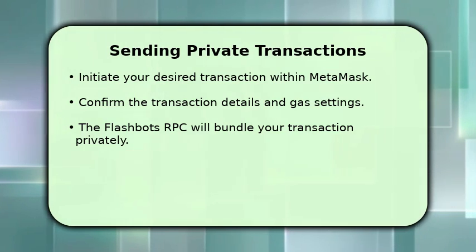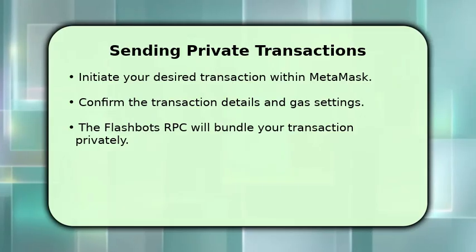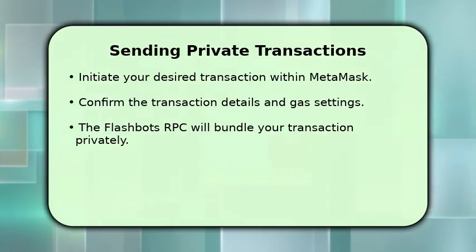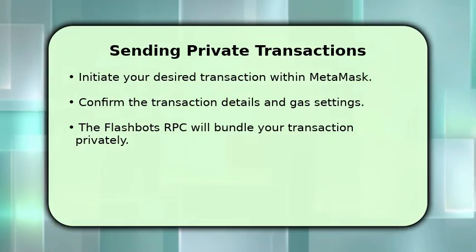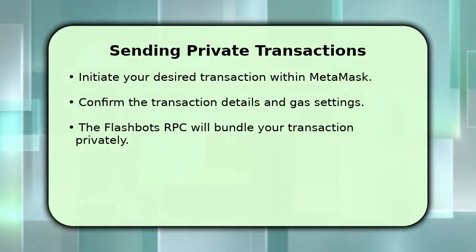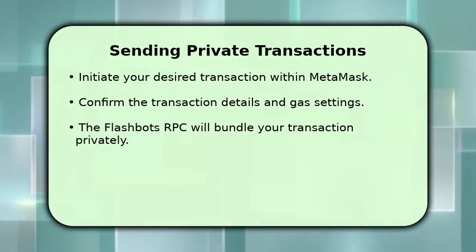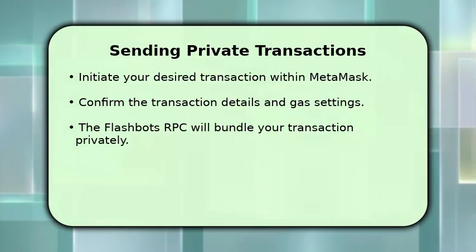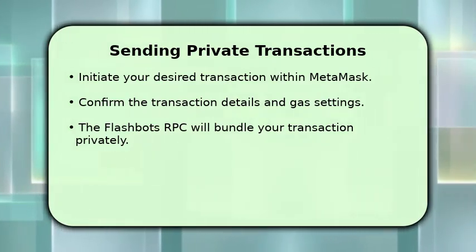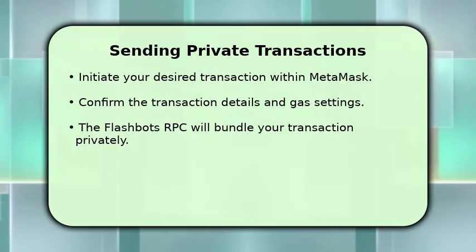Once your MetaMask is configured, sending a private transaction is straightforward. Simply initiate your desired transaction as you normally would, whether it is a token swap or a transfer. When you confirm the transaction, the Flashbots Protect RPC will automatically bundle it. This ensures your transaction is sent directly to miners for inclusion in a block, completely bypassing the public mempool and significantly reducing the risk of front-running.